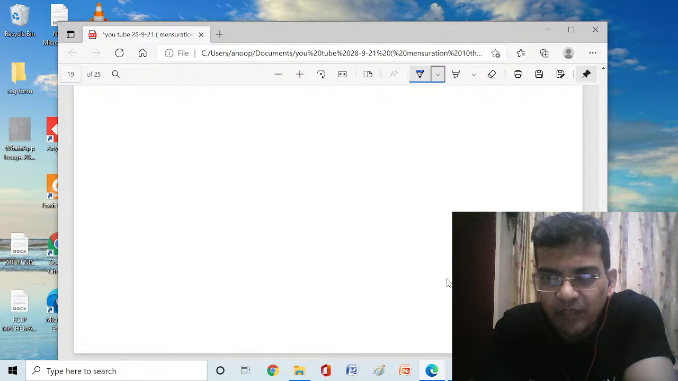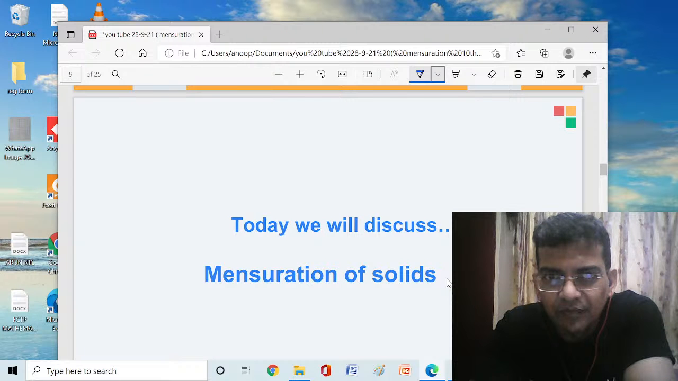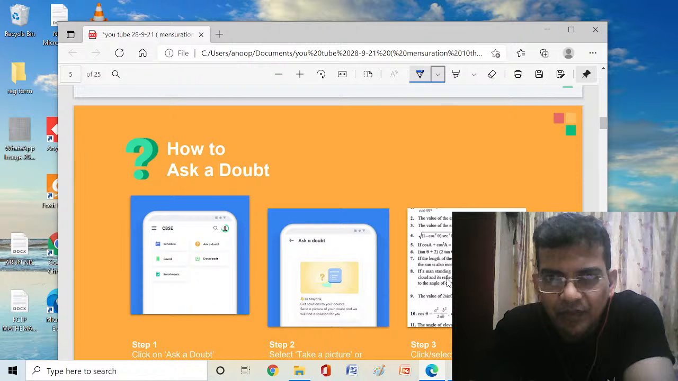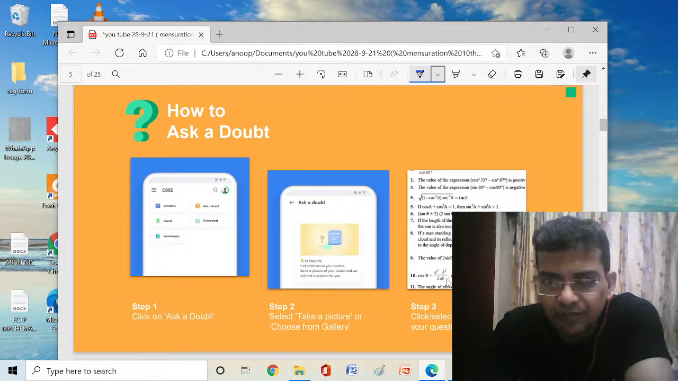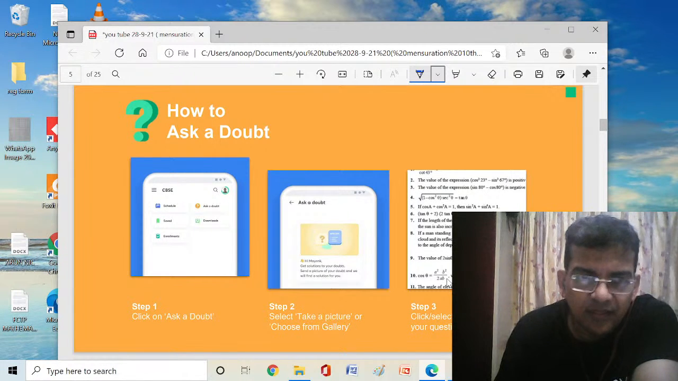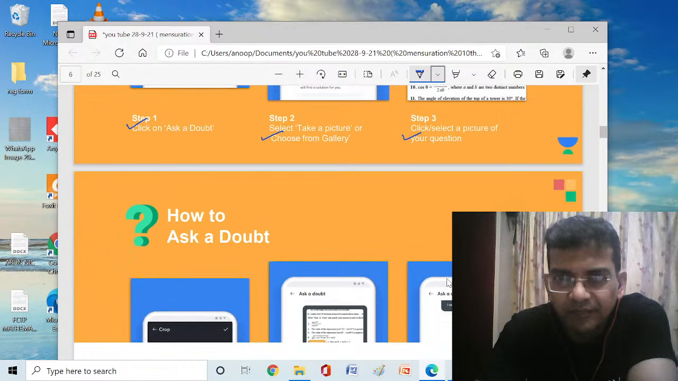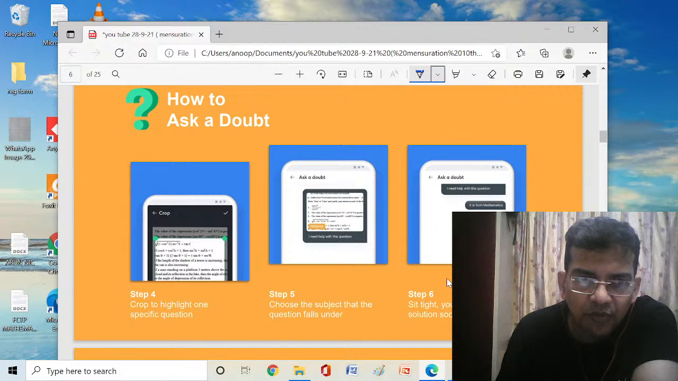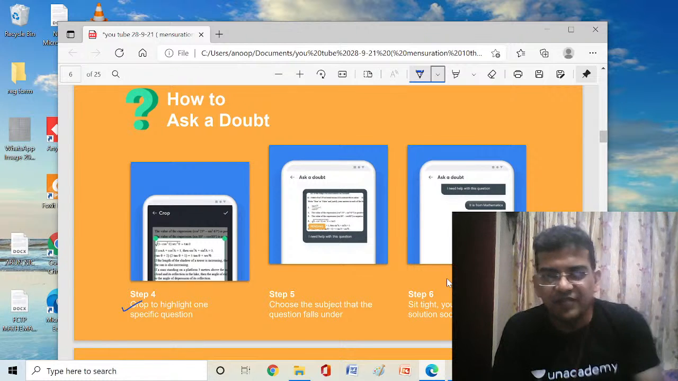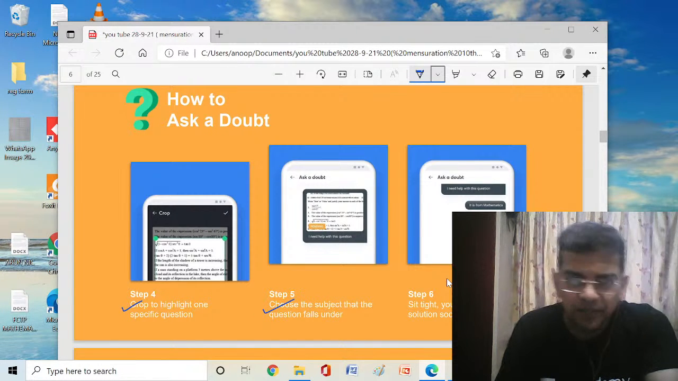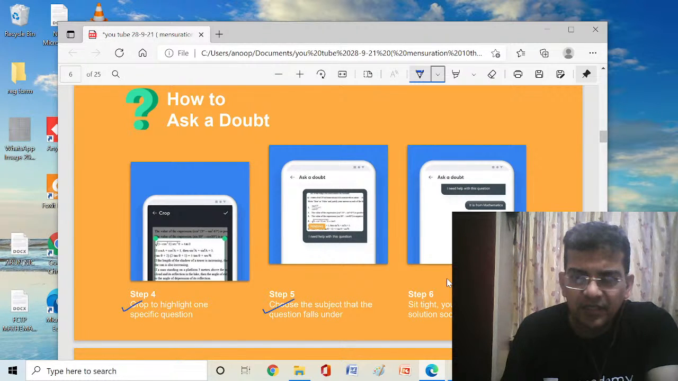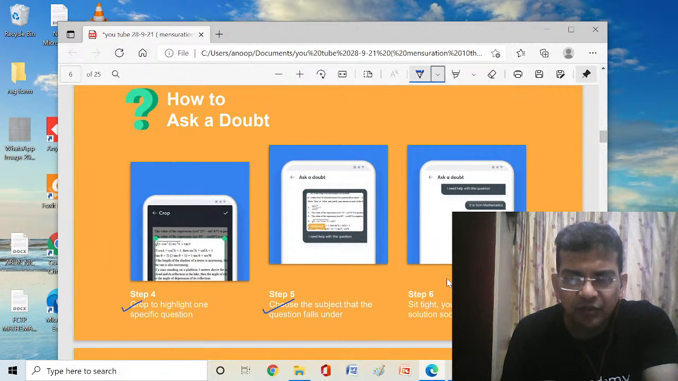Okay. One thing more that I would like to share with you all. These were the steps on how to ask a doubt. Step 1: click on Ask a Doubt. Step 2: take a picture or choose from the gallery. Step 3: select a picture of your question. Step 4: crop to highlight one specific question. Step 5: choose the subject that the question falls under. It may be maths, physics, chemistry, English, whatever. Step 6: wait patiently and you will receive the solutions.